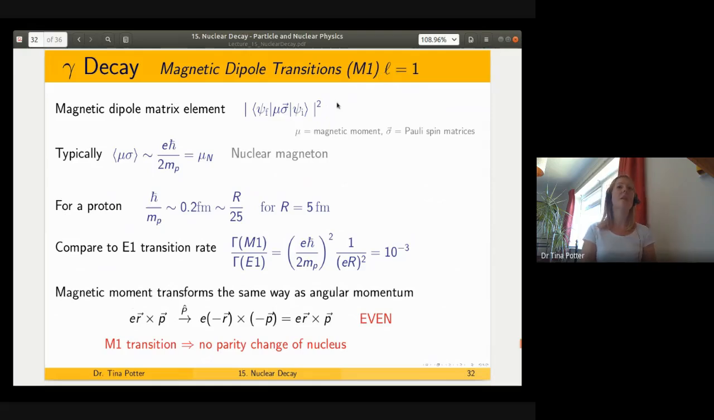So when we have these magnetic dipole transitions, not only do they take 1,000 times longer to actually happen, so they're a lot slower, the decay rates are smaller. These transitions also don't change the parity of the nucleus, whereas the electric dipole transitions do.